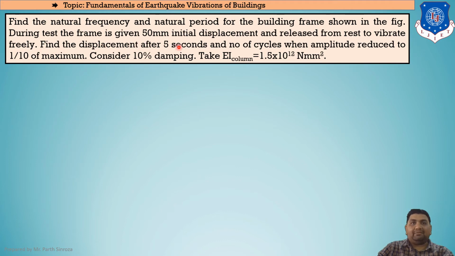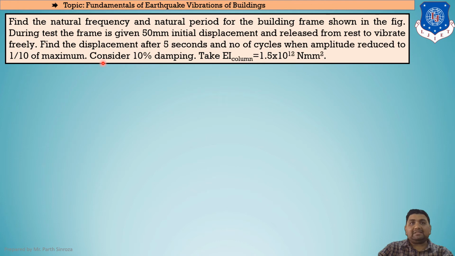Find the displacement after 5 seconds. That means we need to find x after t equal to 5 seconds, and the number of cycles when the amplitude is reduced to 1/10th of maximum. That means we need to find the number of cycles that the vibration will take place when the amplitude is reduced to 1/10th of the maximum amplitude. That means we need to find the value of x max, that is our maximum amplitude, and for the 1/10th value of this we need to find the number of cycles it has undergone.